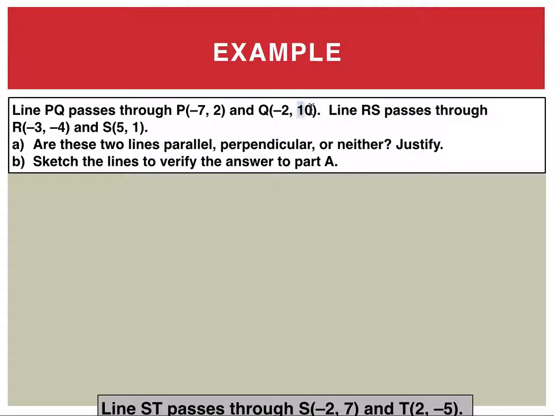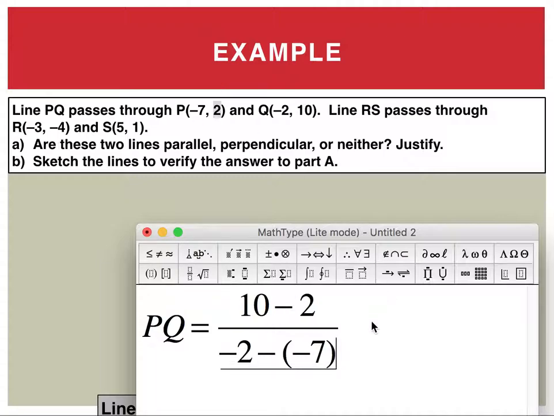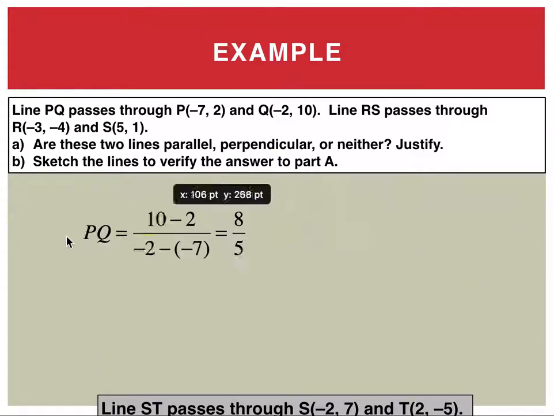So y2 would be 10, y1 would be 2. So it's 10 minus 2. Then on the bottom, I start with negative 2, and I subtract negative 7, so I go minus, and I have to put in brackets negative 7, like that. Then I do the math there. So 10 minus 2 is 8. Negative 2 minus negative 7, that's a hard one, definitely something I would type into a calculator. It's 5. So PQ is 8 over 5.